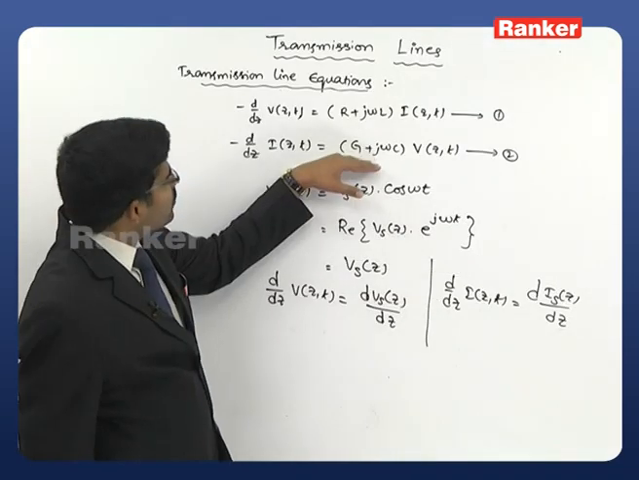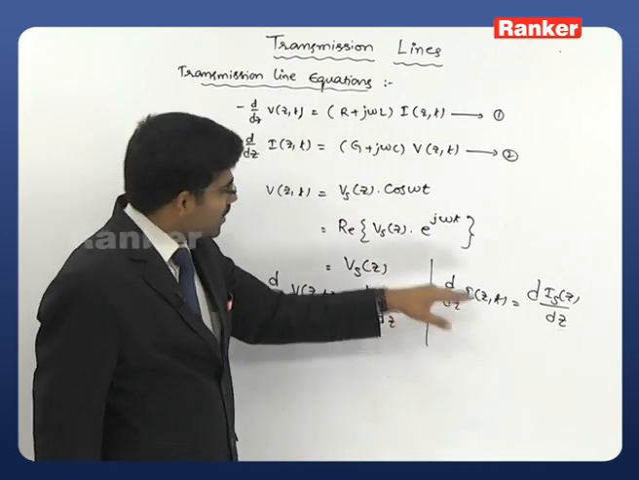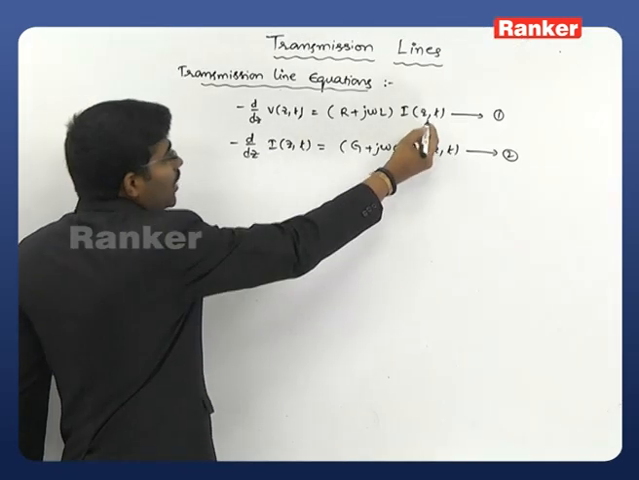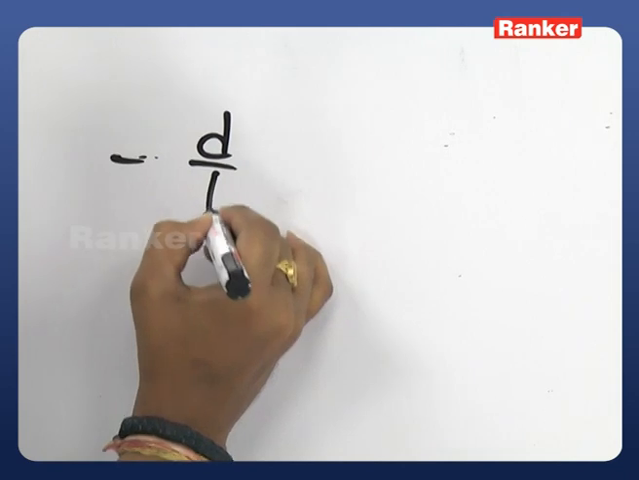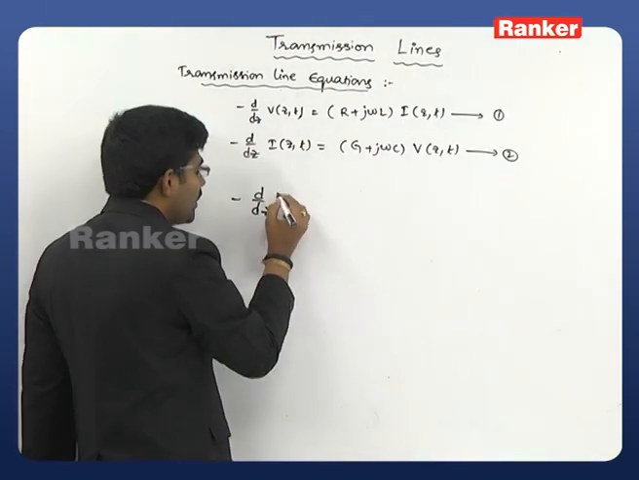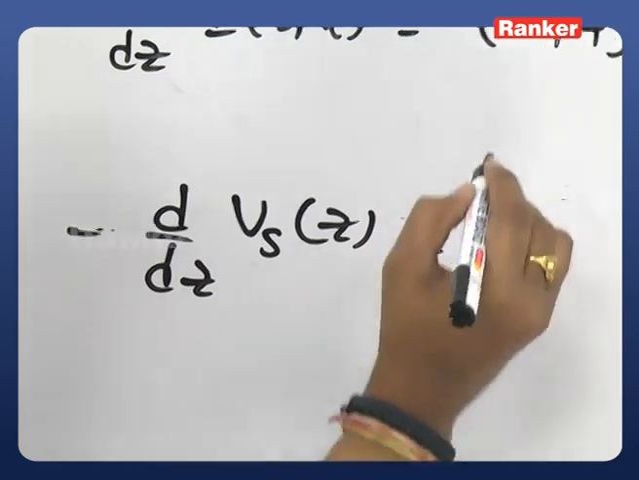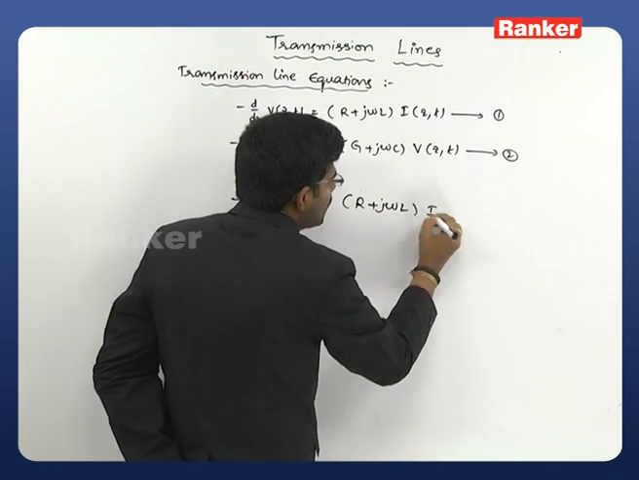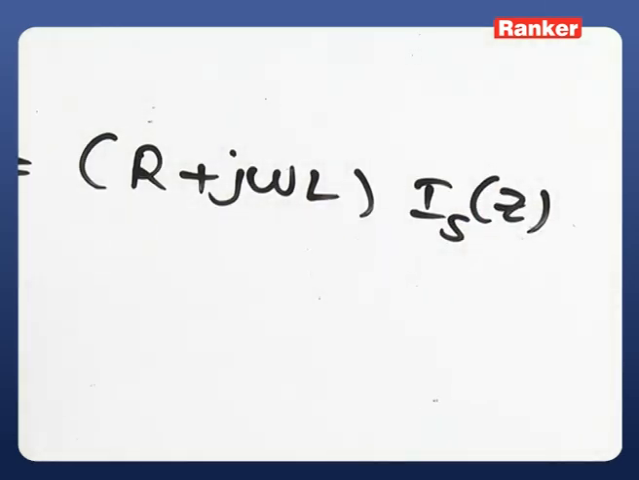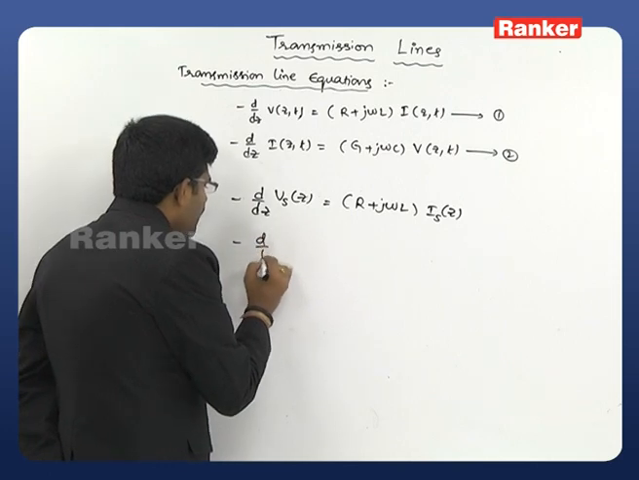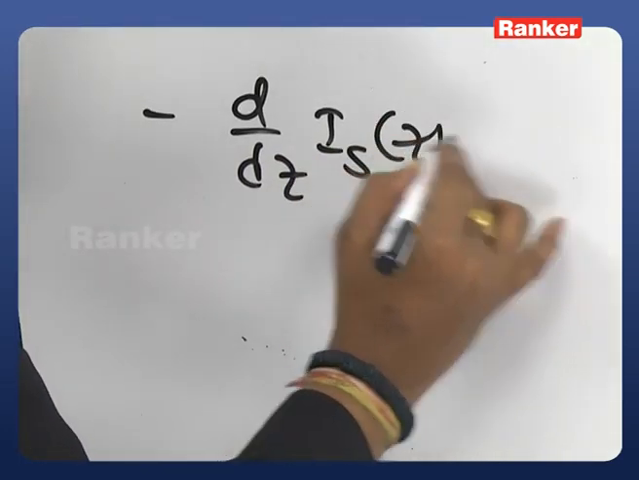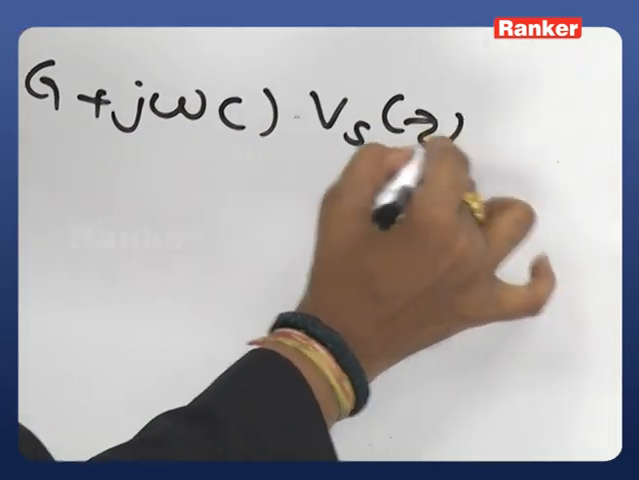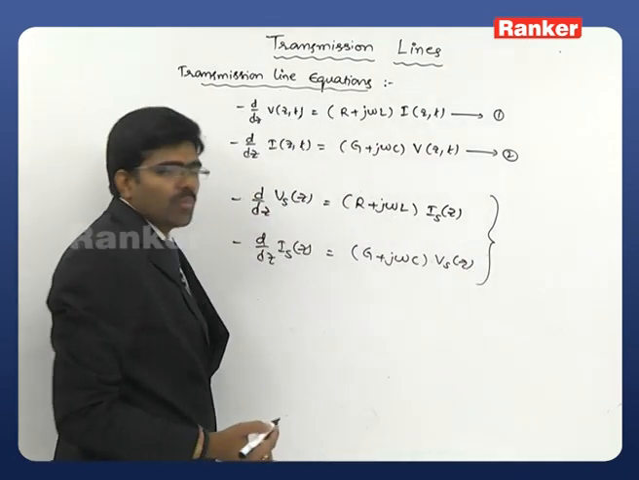So I will write down these two equations with the time domain suppressed to get a simplified equation. Just observe, minus d by dz of this v of z comma t can be written as Vs of z, which is equal to R plus j omega L times I of z comma t, written as Is of z with time suppression. Similarly, minus d by dz of Is of z is equal to G plus j omega C Vs of z. Clearly identify there is no time term here.